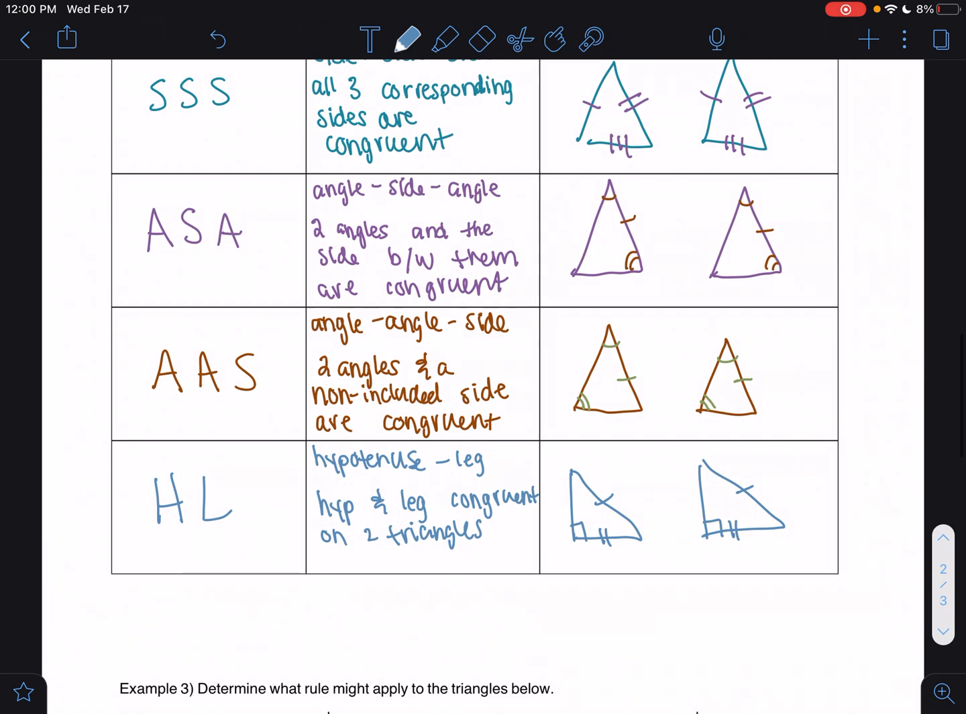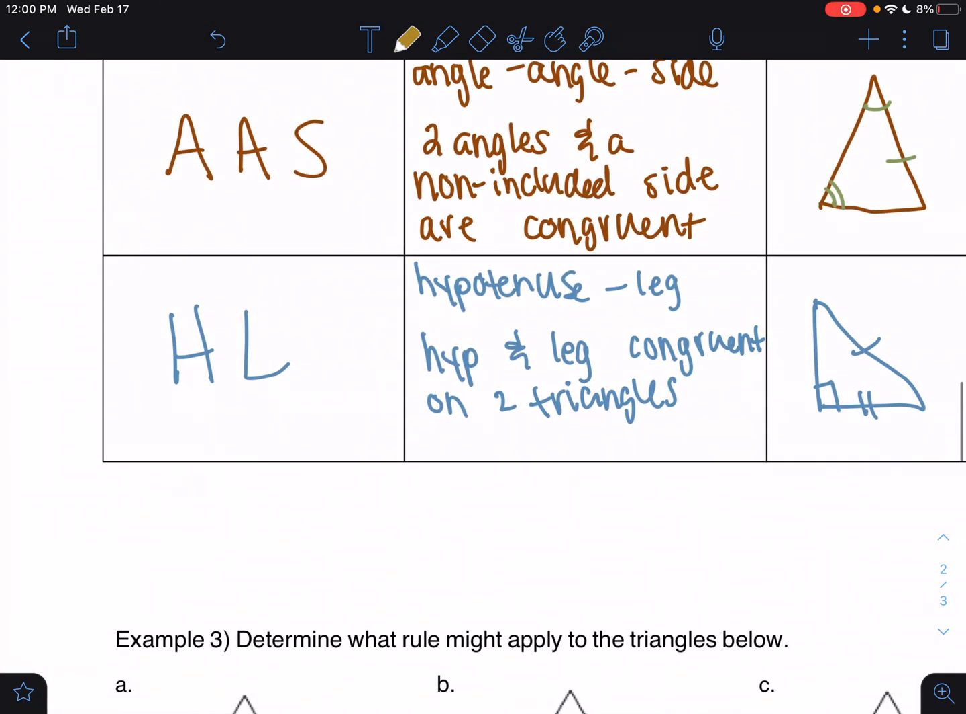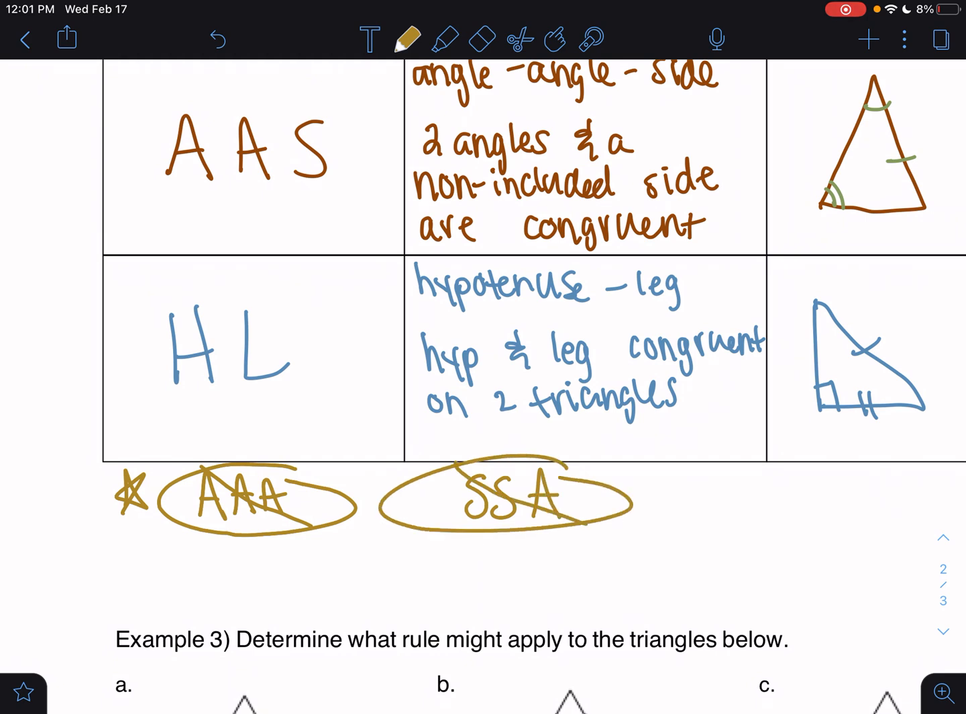Now I'm going to make a little note at the bottom. There are a couple that you might think of, but they are actually not congruence theorems, so they're not going to work. One of those is angle, angle, angle. That will not work, and that does not prove congruence. And the other one is side, side, angle. And that one will also not work, and that does not prove congruence.